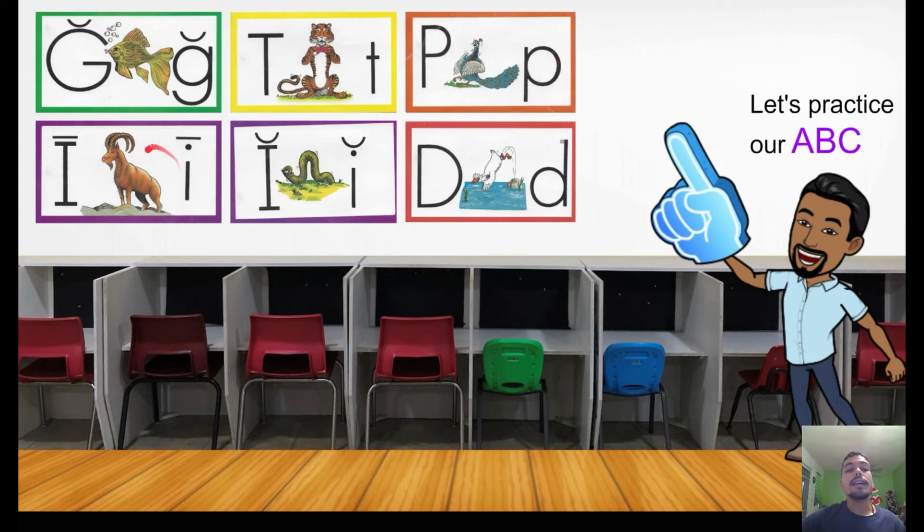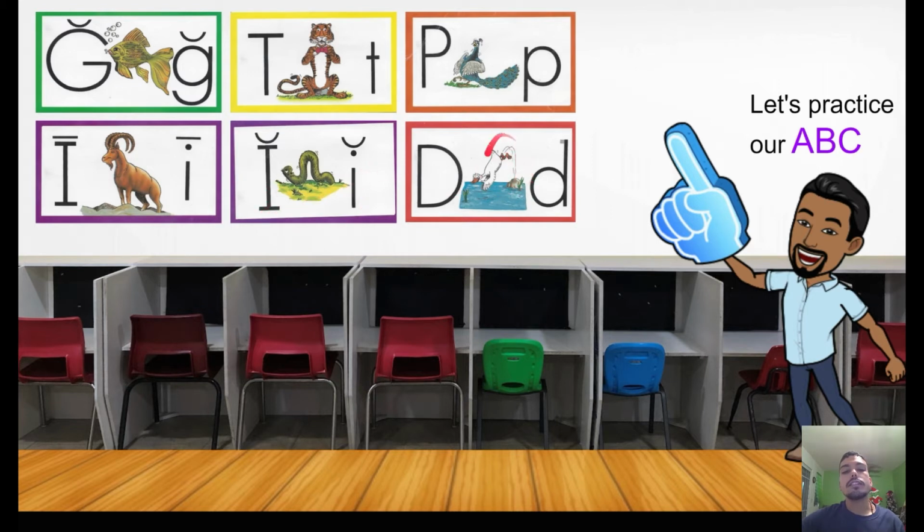The next friend here, its name is ibex. And ibex has a letter that sounds I. So when you see the letter I with the line on top, it's going to sound I. The next friend here, its name is inchworm. And inchworm has a letter that sounds i. So when you see the letter I with the U on top, it's going to sound i.